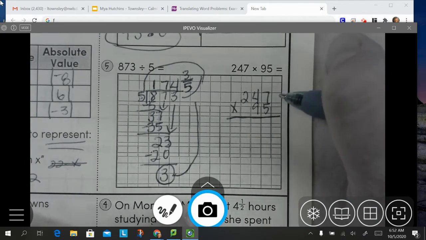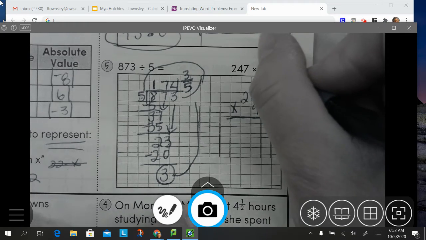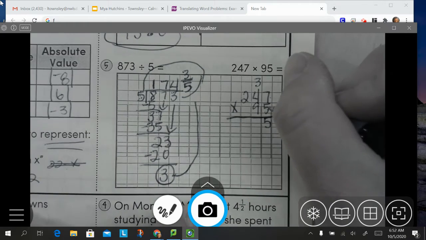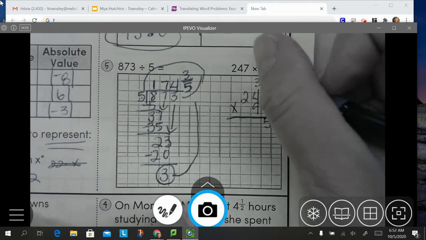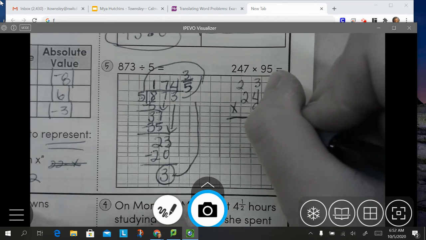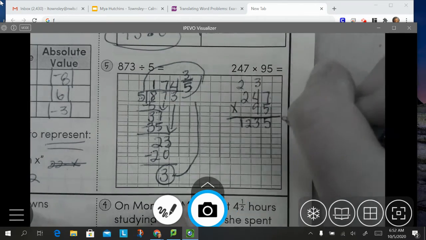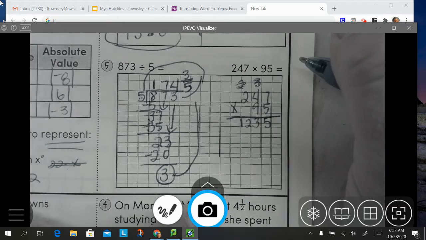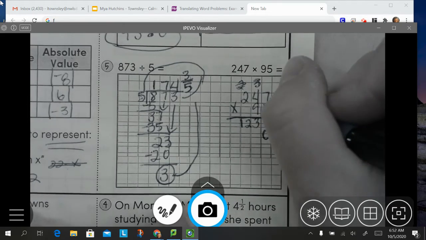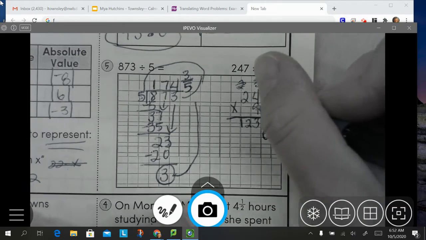All right, go ahead and multiply like you would normally. 5 times 7 is 35. 5 times 4 is 20, plus 3 is 23. 5 times 2 is 10, plus 2 more is 12. Get rid of that junk. You don't need it. All right, placeholder because you're moving over 1.